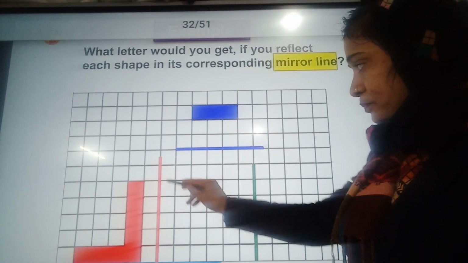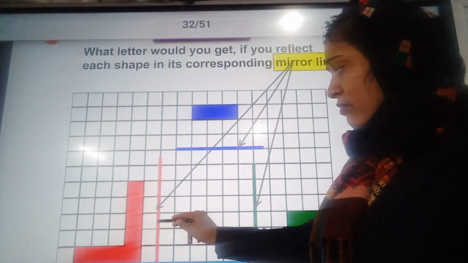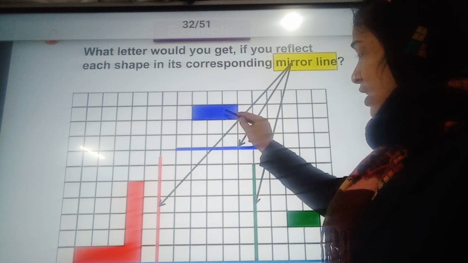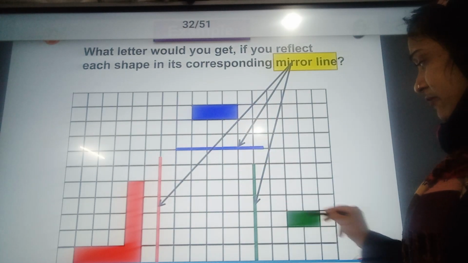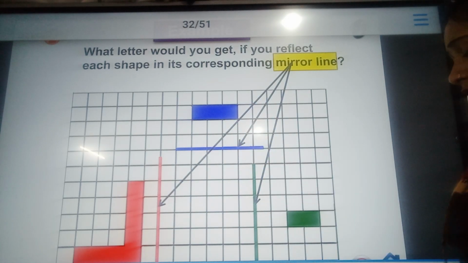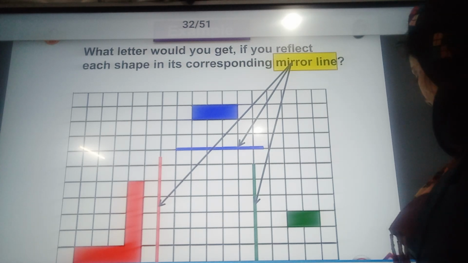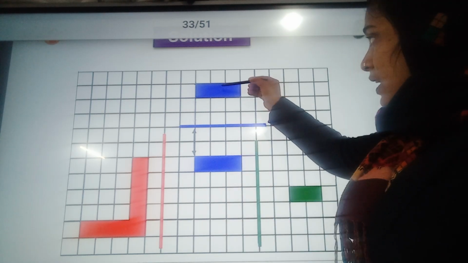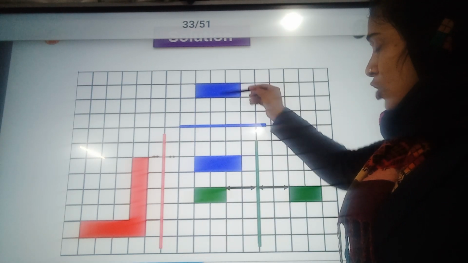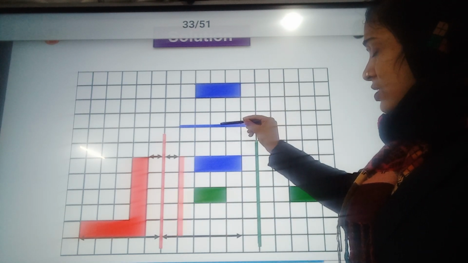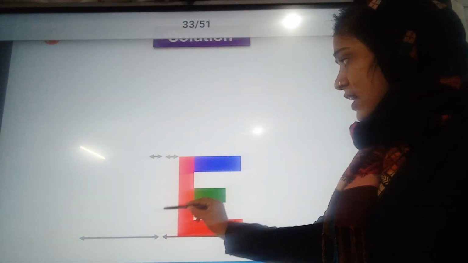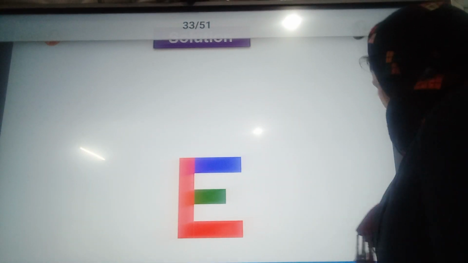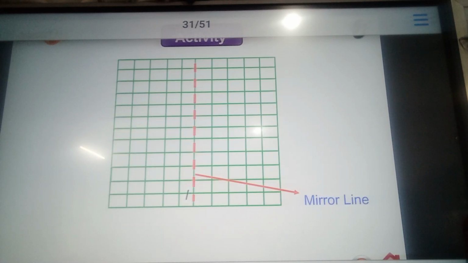Here this is the mirror line for the J, this is the mirror line for this rectangle, and this is the mirror line for this rectangle. What we are going to do is find out the answer. The image of this object will be something like this about this line, J about this line, and the square. Let me show it again.